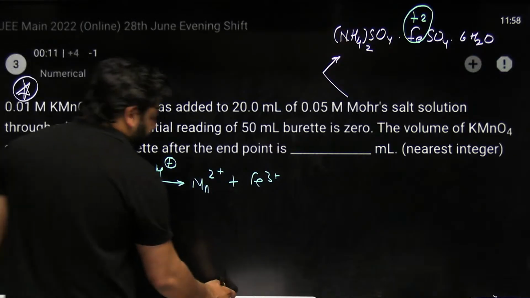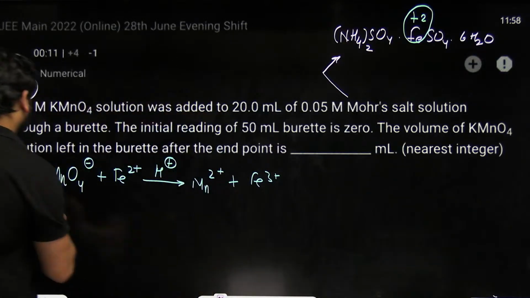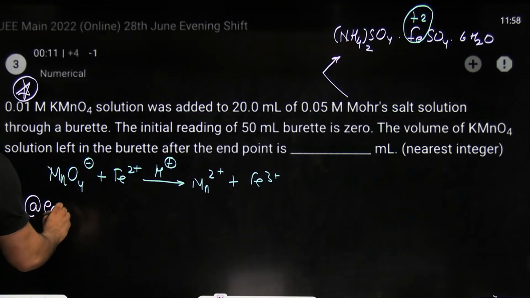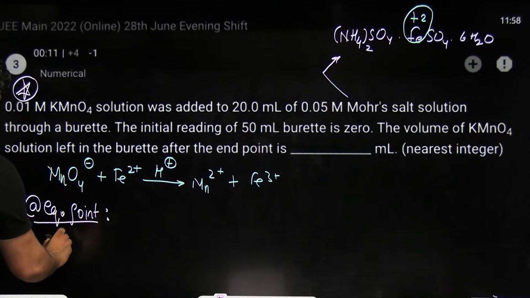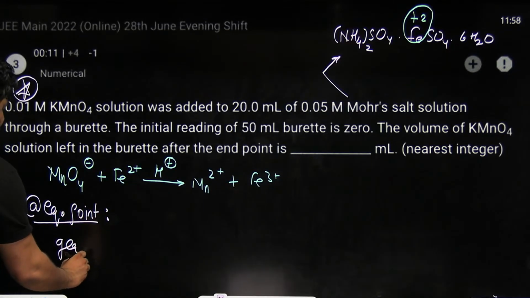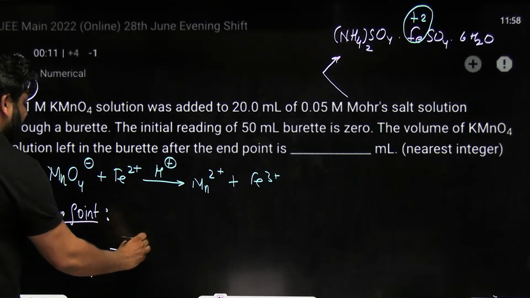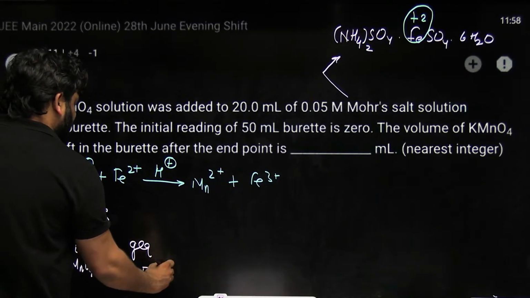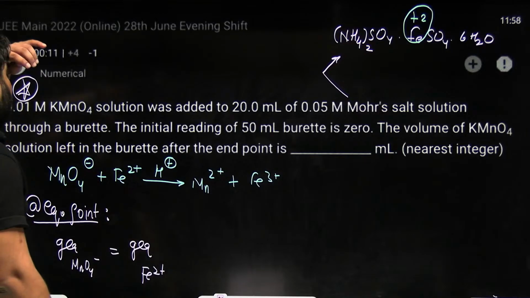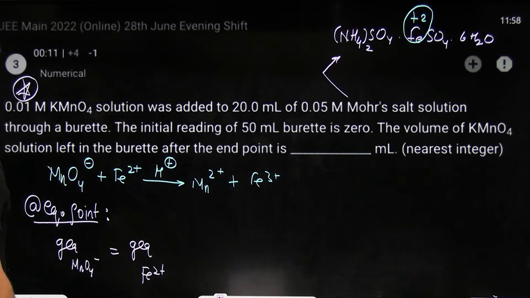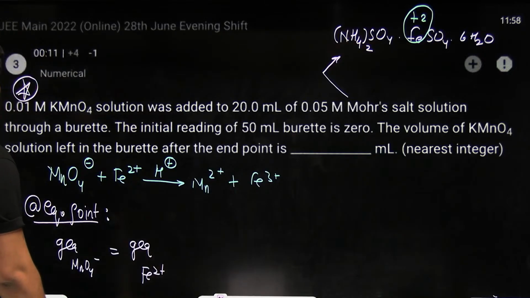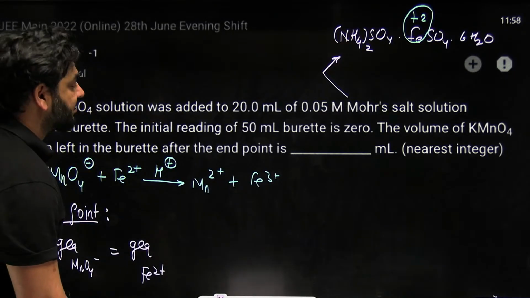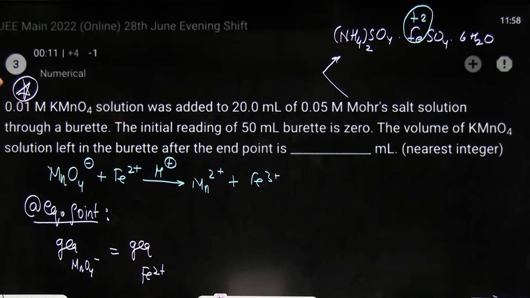Ultimately, at the equivalence point, what you will observe, everyone, is that the gram equivalent of permanganate ion, or the KMnO4 solution, must be equal to the gram equivalent of iron 2 plus, or the Mohr's salt. It's 0.01 molar KMnO4 solution added to 20 ml, and we have to find out the volume of KMnO4 left in the burette after the endpoint. How much would be left?